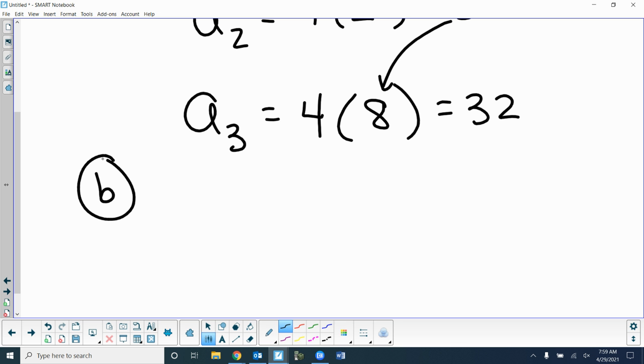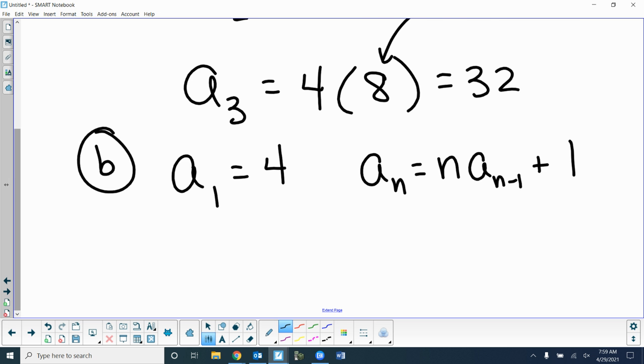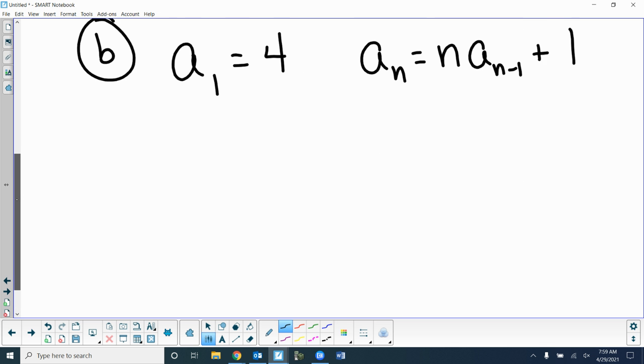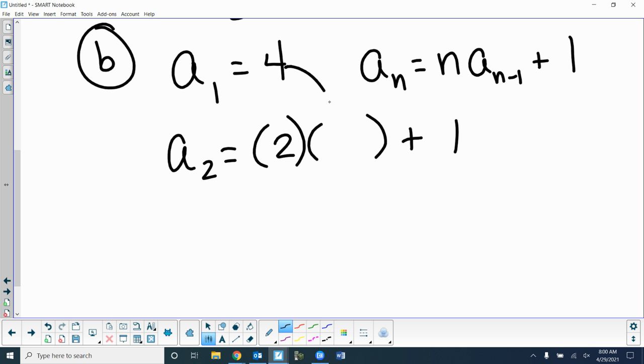2b, the first term was 4. And then the rule was n times the previous term plus 1. Remember, n represents which term I'm looking for. So if I'm looking for the second term, I put 2 in for n. Then I have the previous term, which was 4. And that answer is 9.